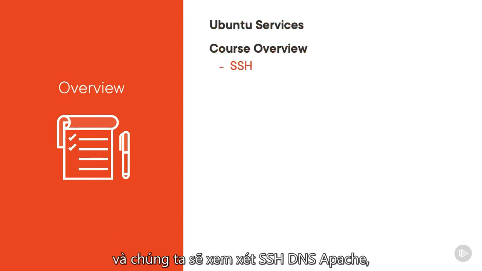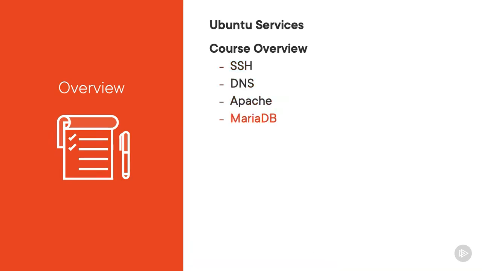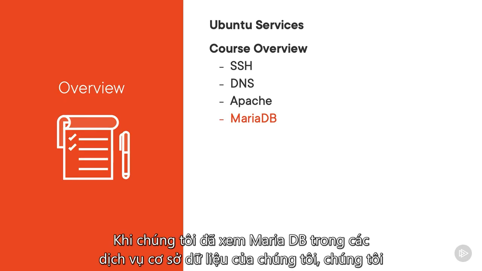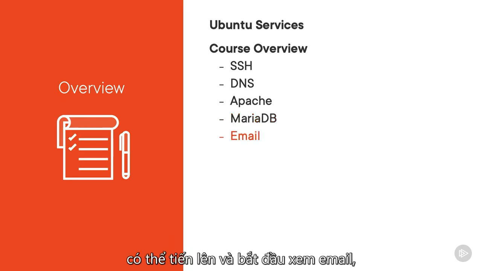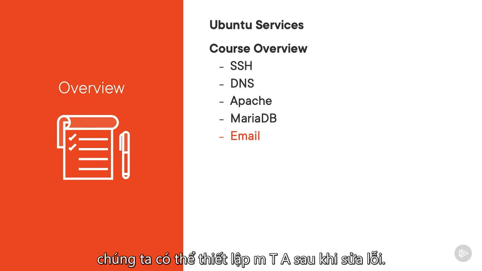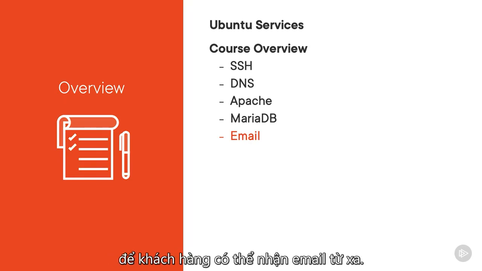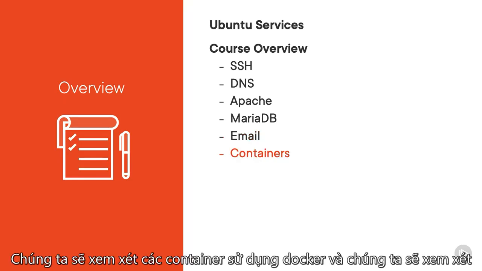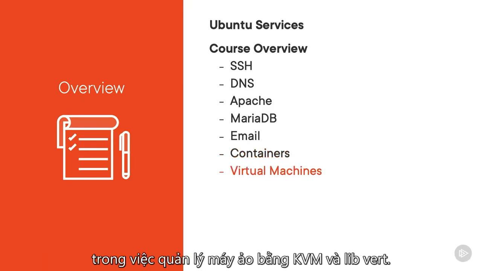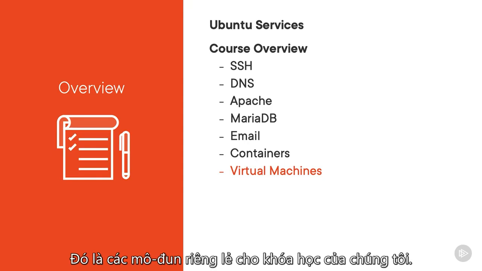And we're going to be taking a look at SSH, DNS, Apache, MariaDB. Once we've looked at MariaDB in our database services, we can move ahead and start looking at email. We can set up our Postfix MTA, and we can then go through and set up Dovecot as an IMAP server so clients can pick up their email remotely. We'll be looking at containers using Docker, and we'll be taking a look at managing virtual machines with KVM and libvirt. So that's our individual modules for our course.